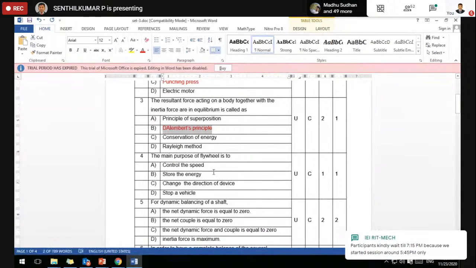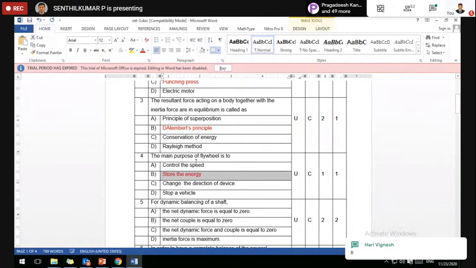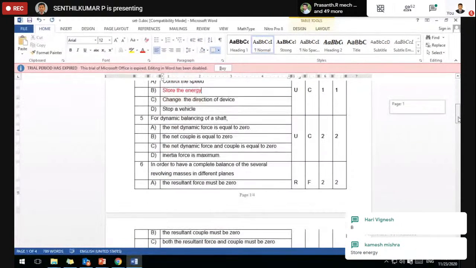So what is the main purpose of a flywheel? That's very important. Control the speed, store energy, change the direction of a device, or stop a vehicle. Very simple: store the energy. It's not control the speed. Somebody will write control the speed, but it's not right. Then can you tell me the answer for the fifth question?